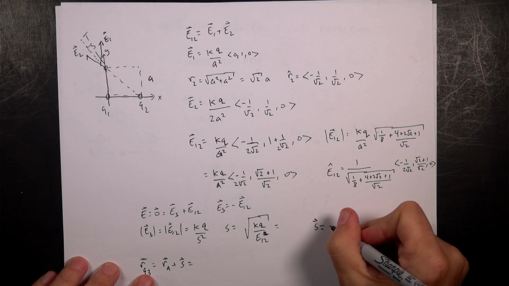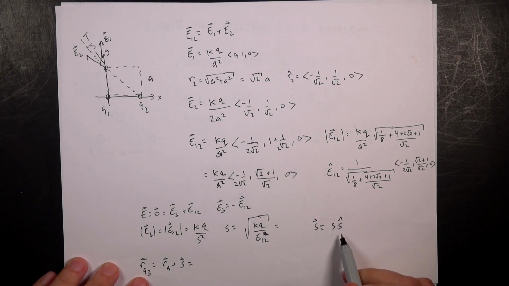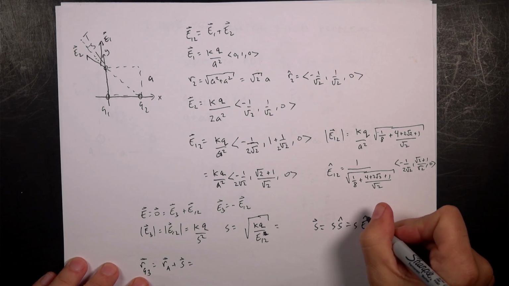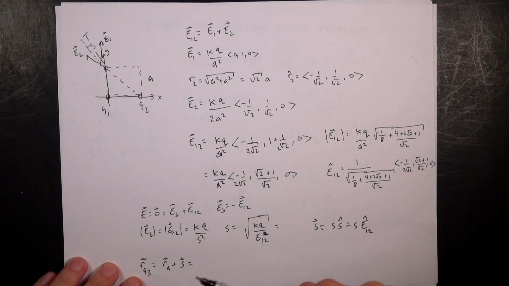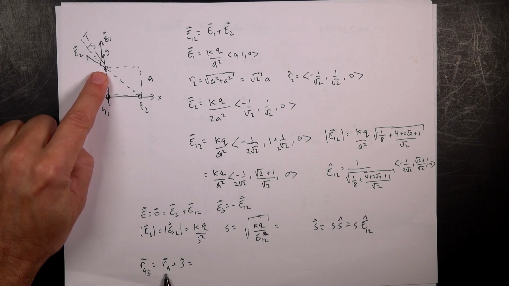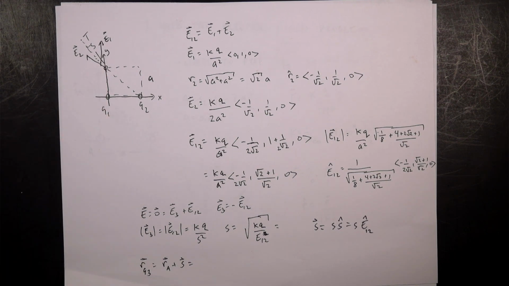The s vector is s hat, where s hat is s times E12 hat, right? That's in the same direction. So now I have it as a vector, and then I can find the location of that charge by my location of A plus that vector, and that's that. Okay.